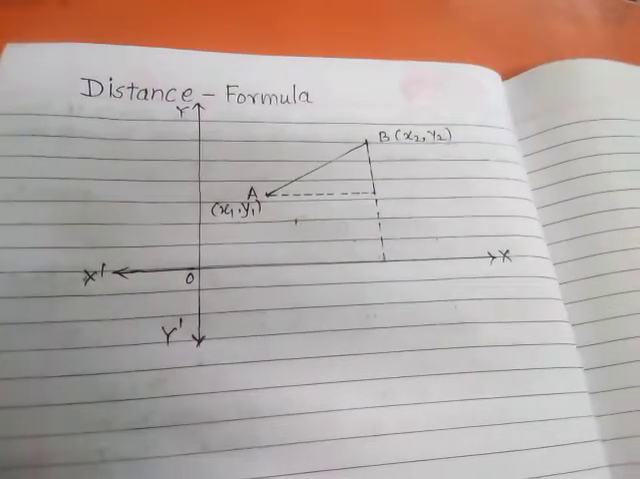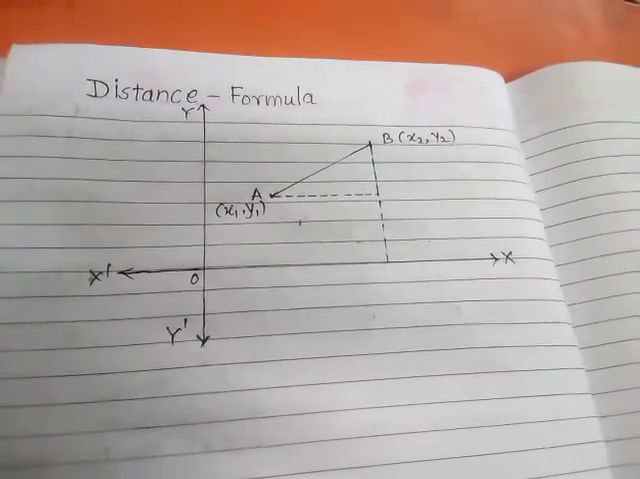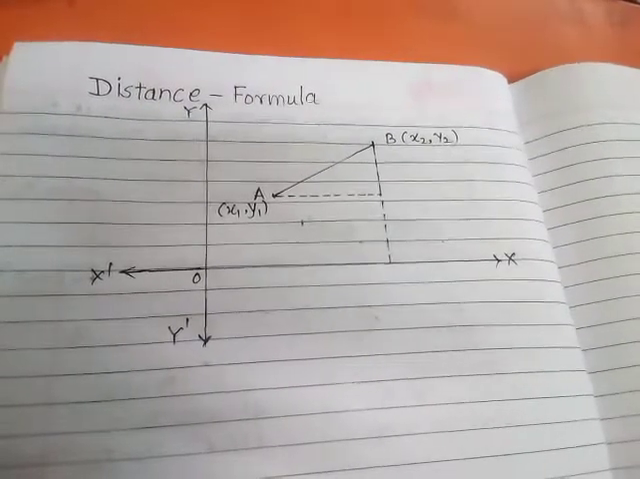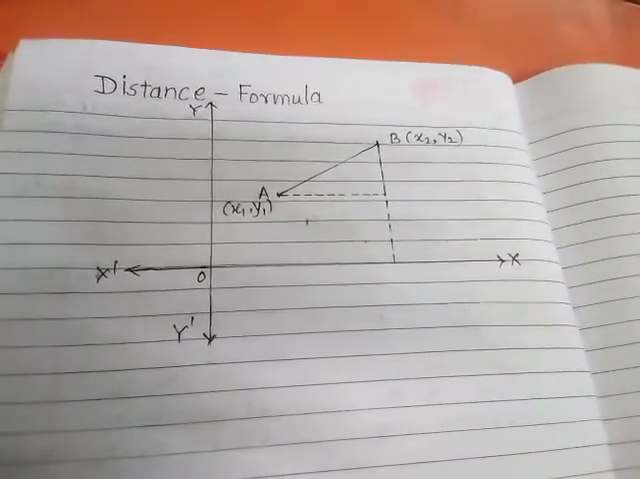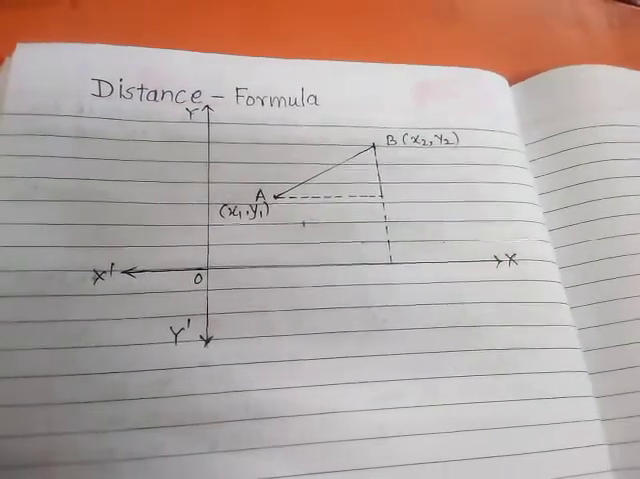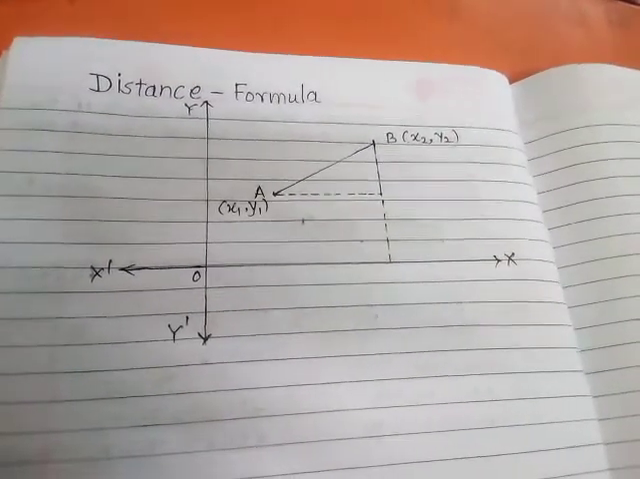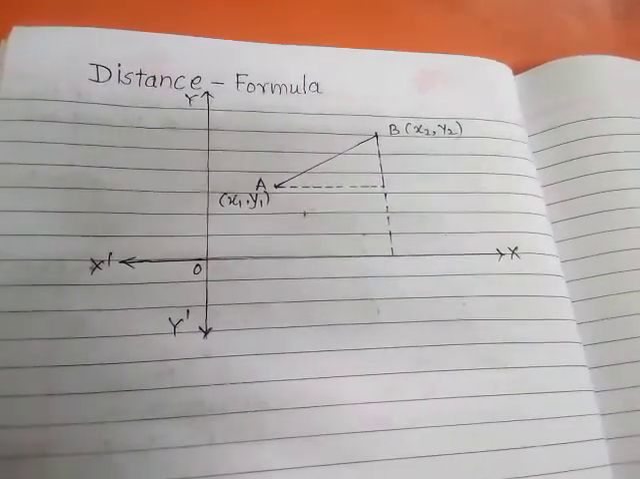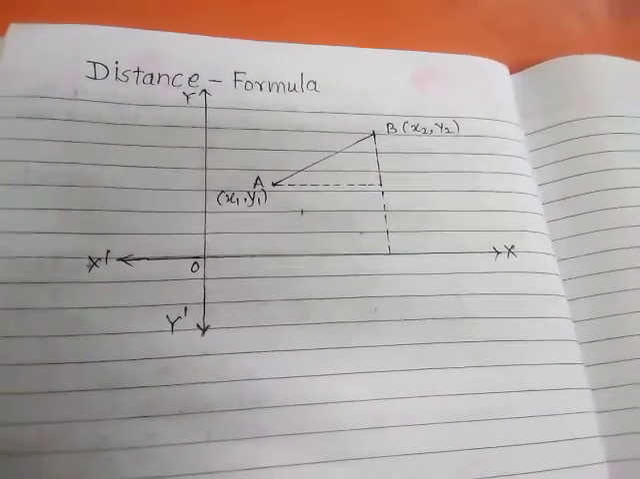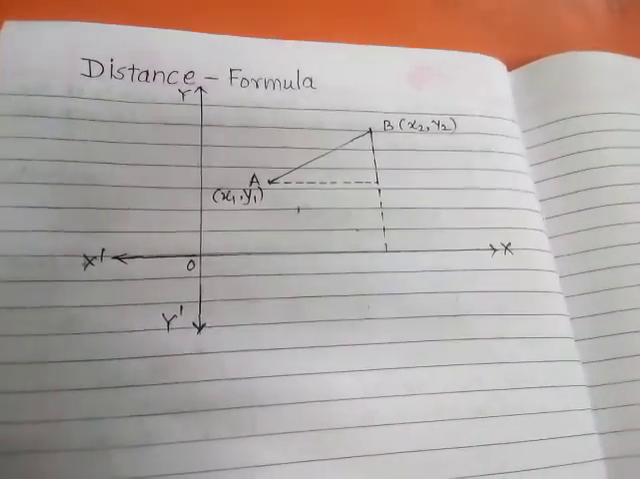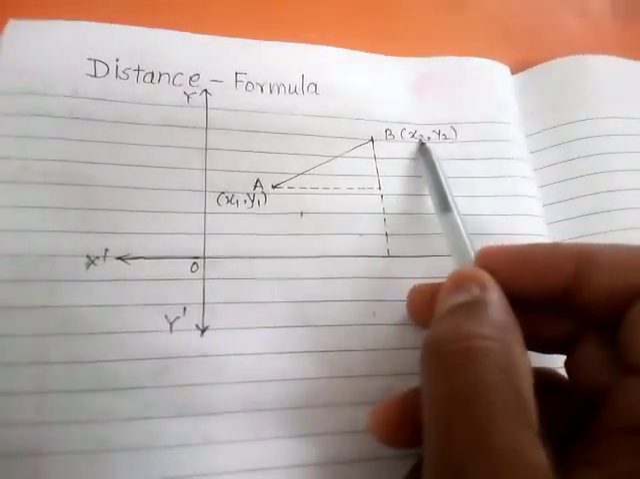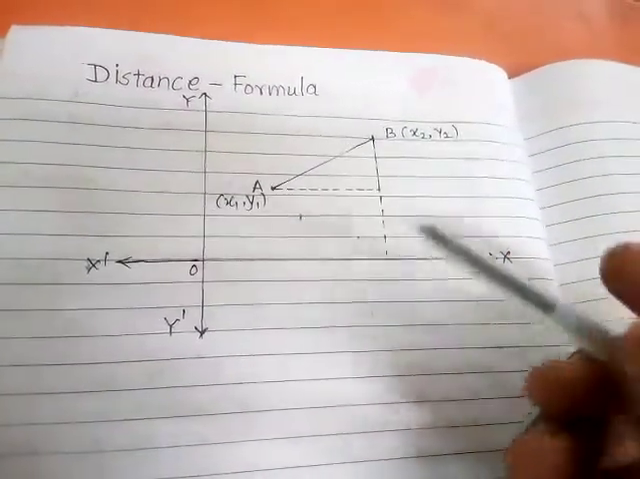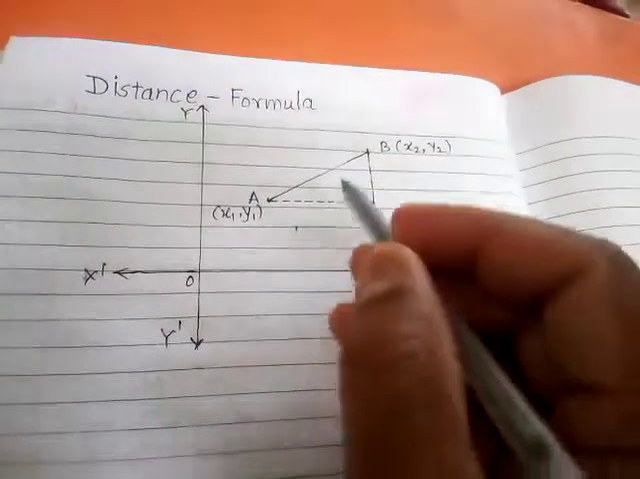In this formula, the 2 points do not have any coordinate that is the same or equal. That means the coordinates of point A and point B are different. The coordinate of A is x1, y1 and the coordinate of B is x2, y2. In this case, no x coordinate is the same and no y coordinate is the same. Then how will we calculate the distance between A and B?